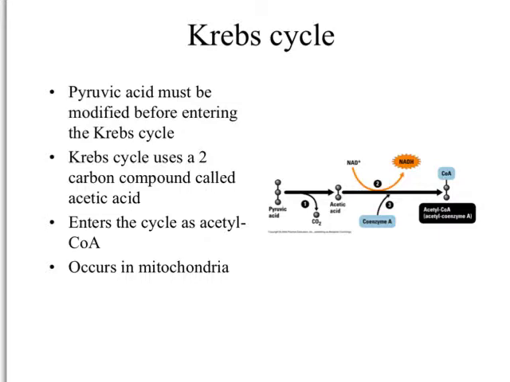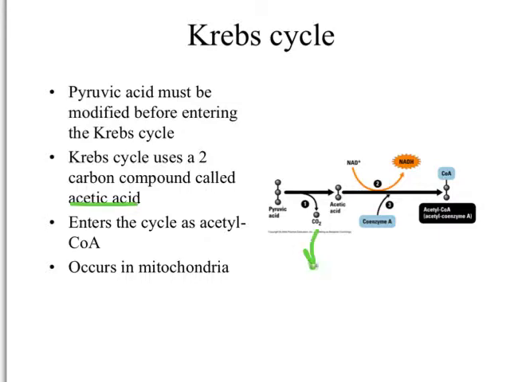So the pyruvic acid that's made in the cytoplasm has to then be transported to the mitochondria. But before it gets to participate in the Krebs cycle, or the citric acid cycle, we have to kind of dress it down a little bit. We have to turn it into a 2-carbon compound called acetic acid. Okay, so that happens here.